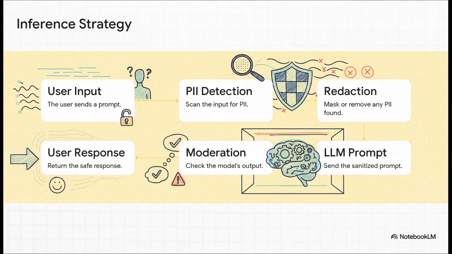This right here, this is the ideal data flow for a secure system. It's basically a pipeline that acts as a shield for your LLM. The user's input comes in, you detect the PII, you redact the data, and only then does the clean, sanitized prompt ever hit the model. It's a simple sequence, but it is incredibly powerful.